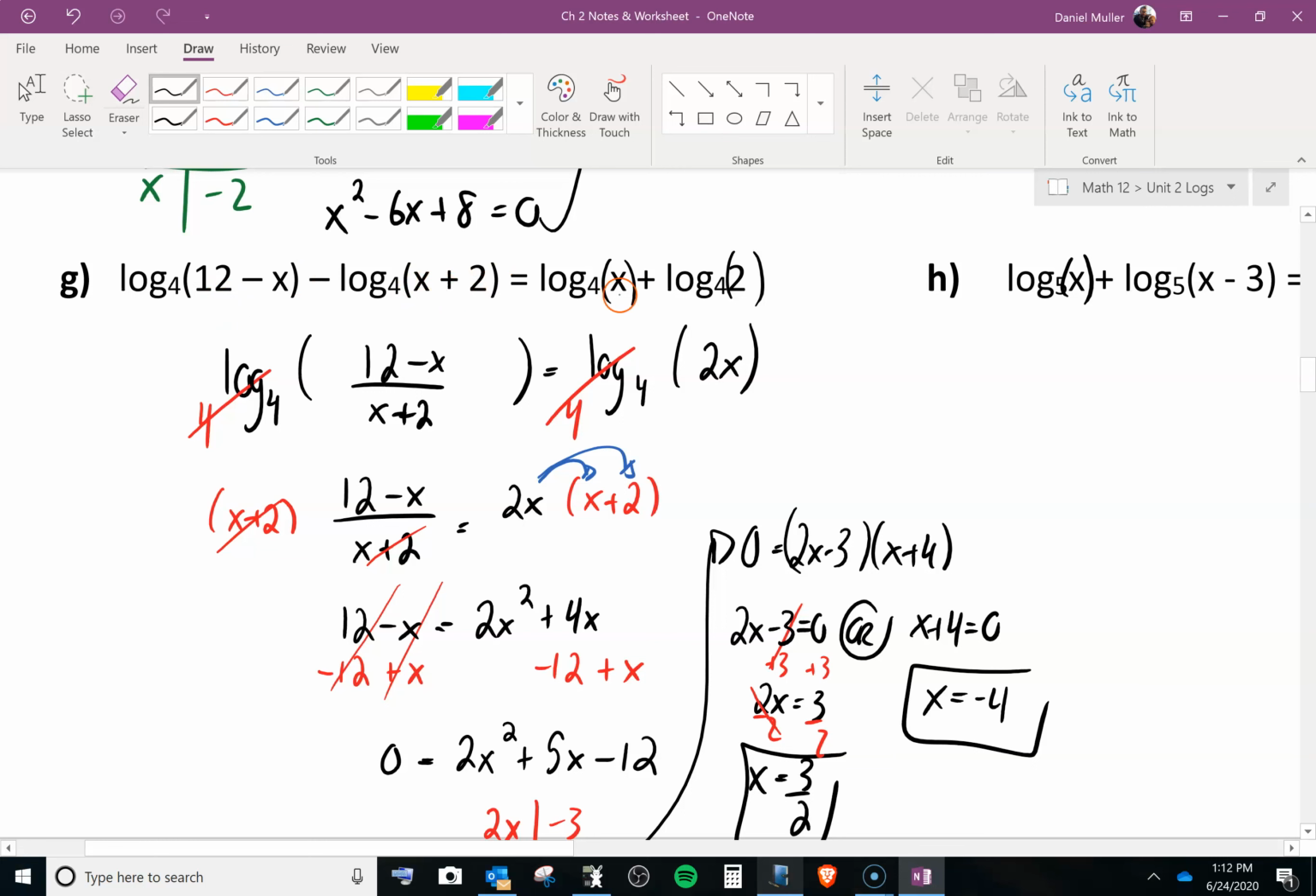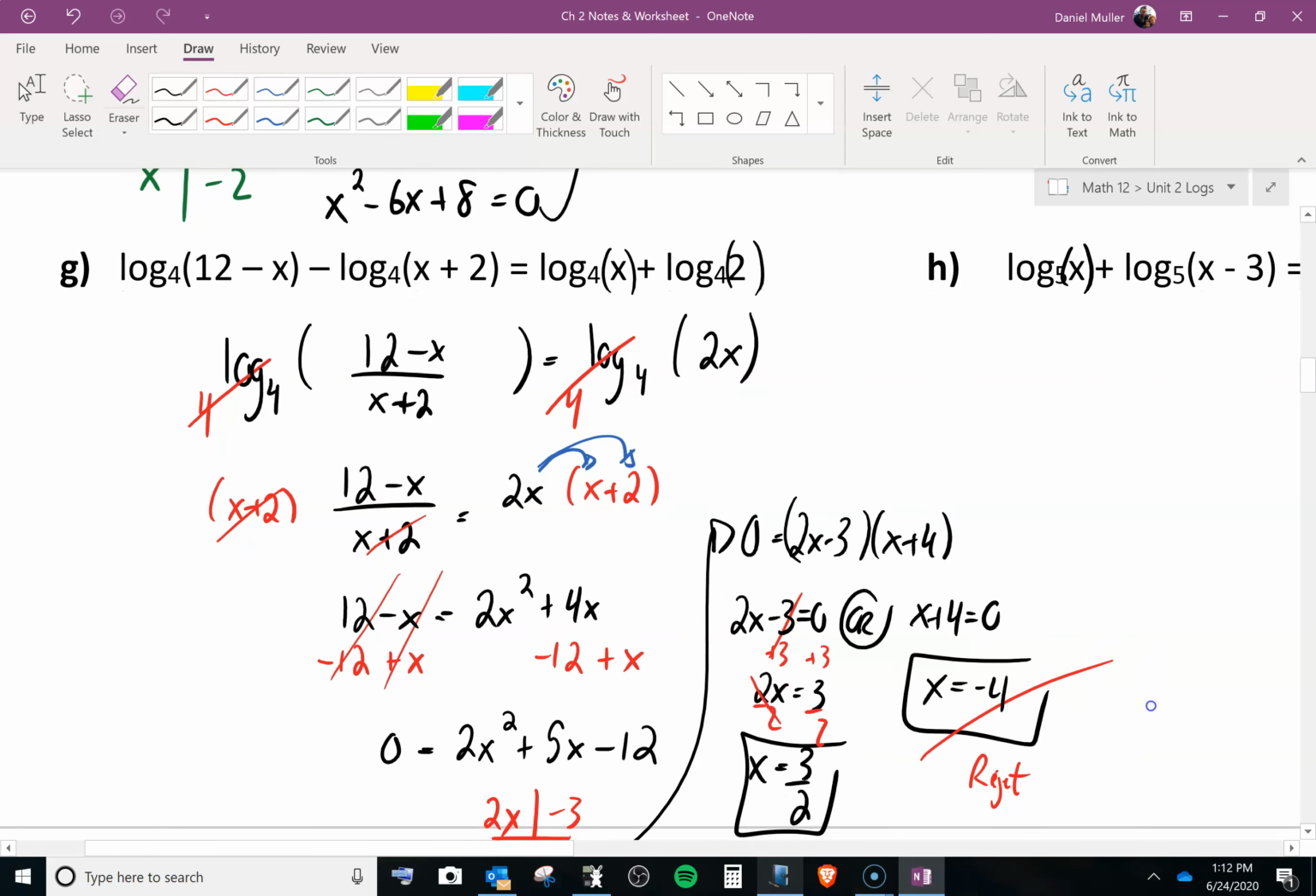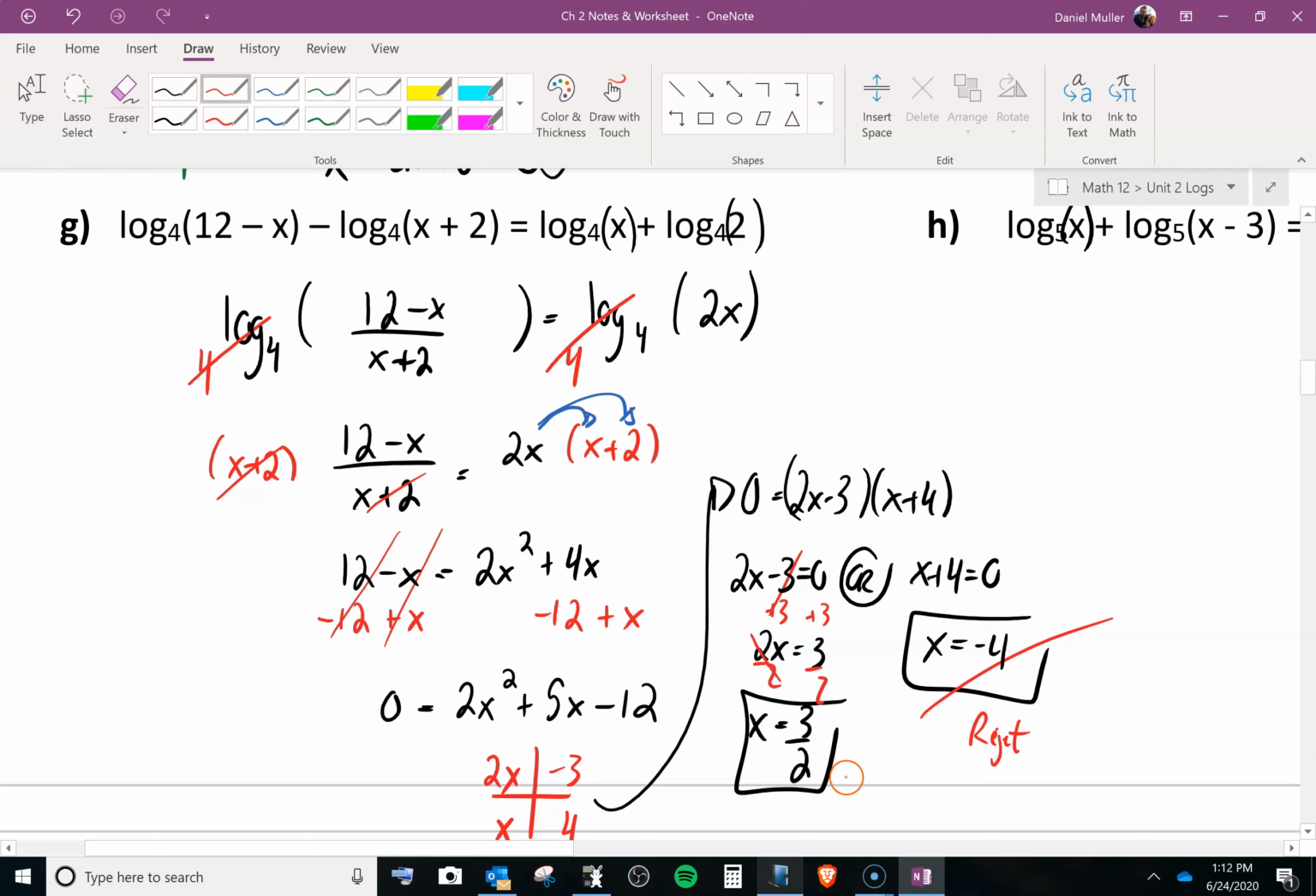And in fact, a negative 4 here is negative 4. So that gets me a negative number, so I'll reject it. If I get 1.5, 1.5 in there is good. 1.5 plus 2 is 3.5. 12 minus 1.5 is, what, 10.5? So either way, those are all positive numbers, so those are good.